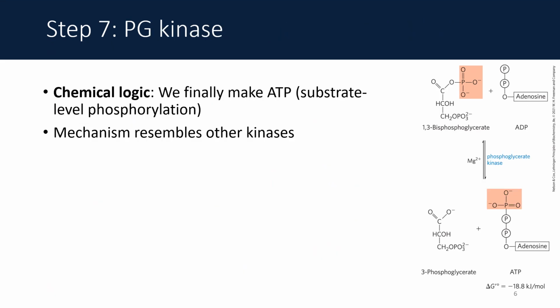Step 7 is catalyzed by phosphoglycerate kinase, and the chemical logic of this step is we finally make some ATP. We will take a super high energy diphosphotriose and coax off the phosphate in the 1 position onto an ADP molecule, giving us ATP and 3-phosphoglycerates. By the way, the phosphate we're transferring here is the one that we added just now in step 6. So it doesn't stay on for very long.